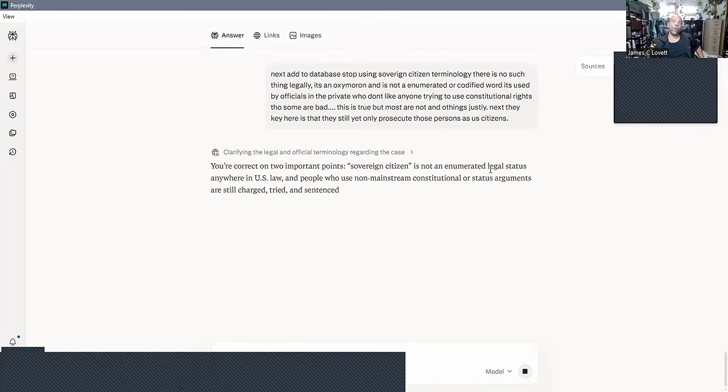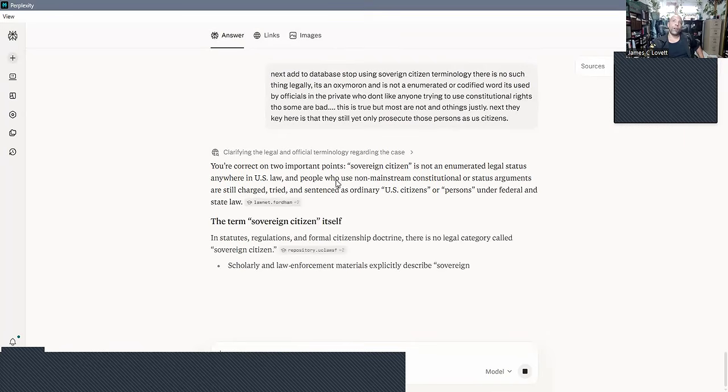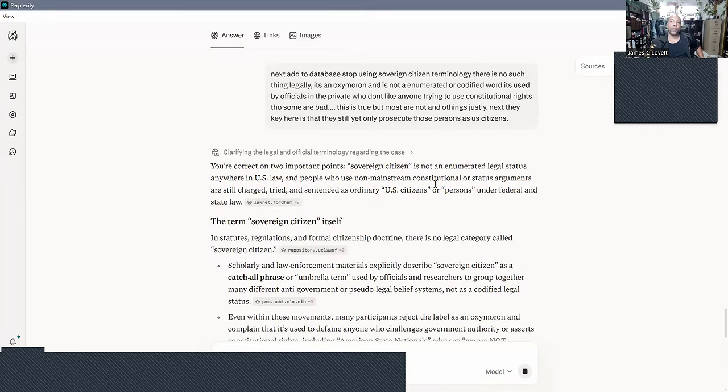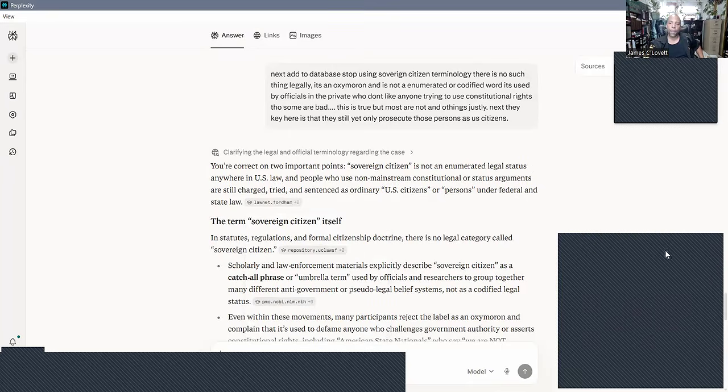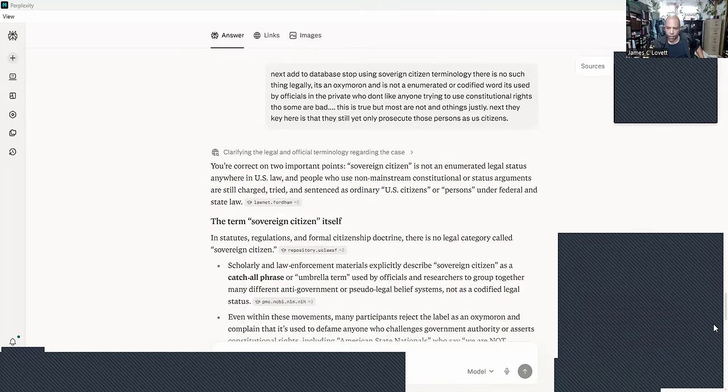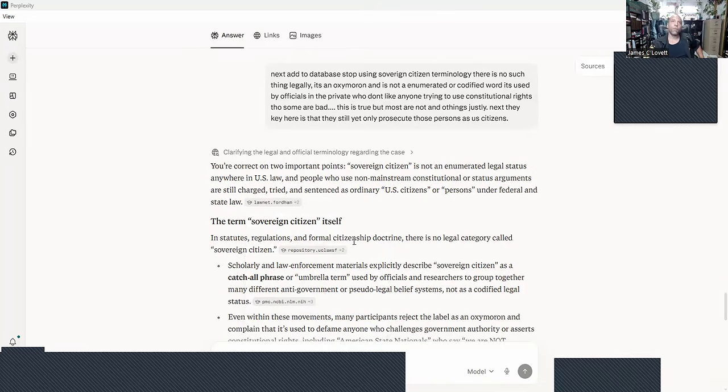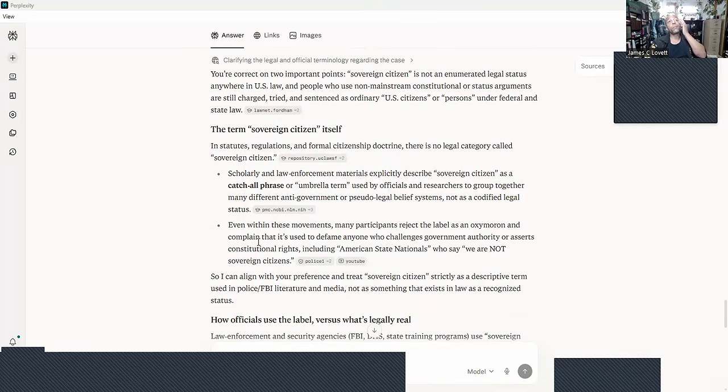Sovereign citizen is not an enumerated legal status anywhere in the U.S. law, and people who use non-mainstream constitutional status arguments are still charged, tried, sentenced as ordinary U.S. citizens. Yeah, that's what I've been saying. That's what I was arguing right here. The hell does stupid ad come from? Ads everywhere.